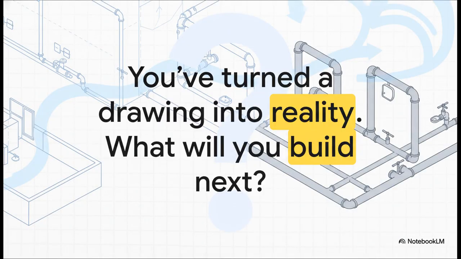And there it is. We took a 2D drawing, lines on a page, and turned it into a fully functional, 3-dimensional system. You now have the entire playbook. You know how to decode the plan, build the strategy, and execute it on site. So the only real question left is, what are you going to build next?